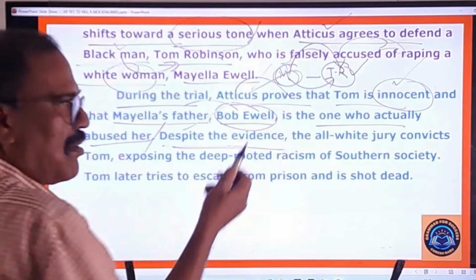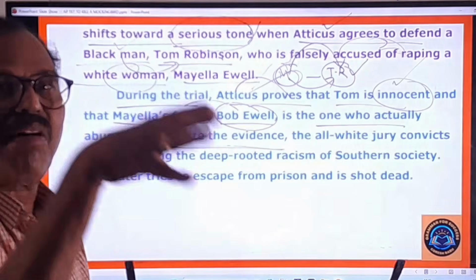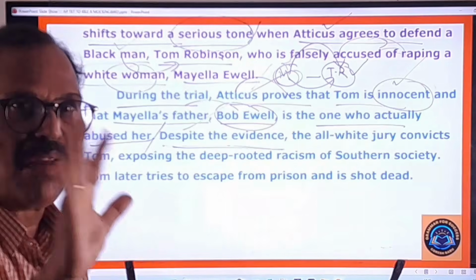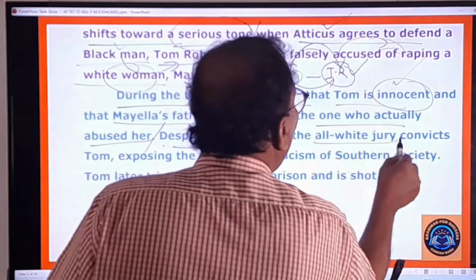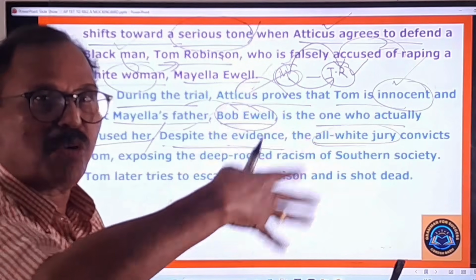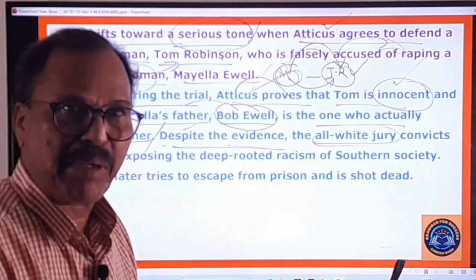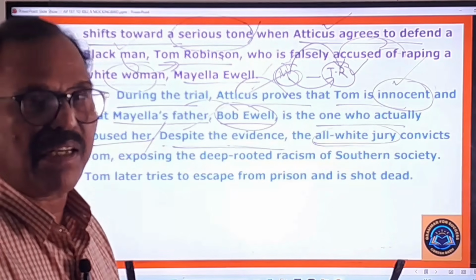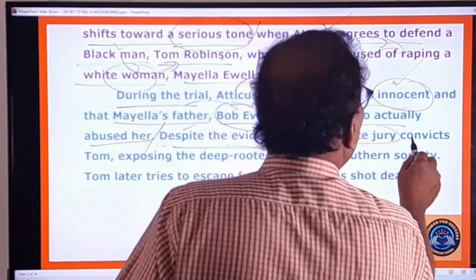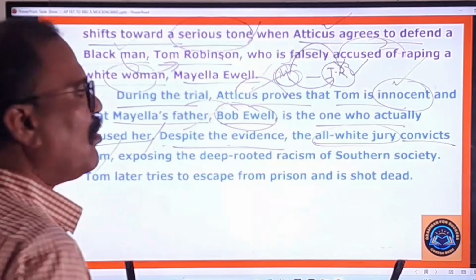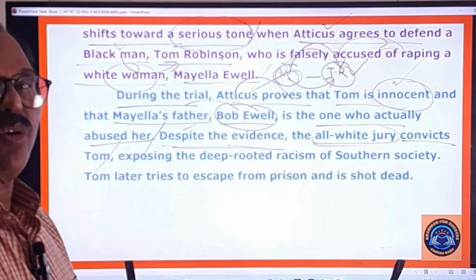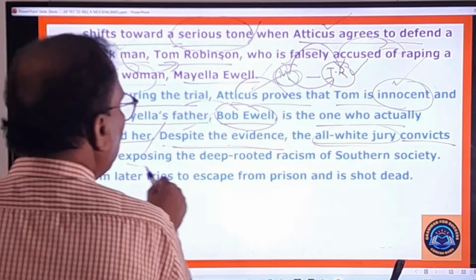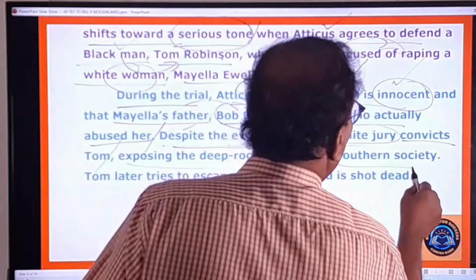The evidence proved that Tom was innocent. It was proved that he did not rape Mayella. But what happened? An all-white jury, that means the group of judges were all white people, racist people. Whites are generally racist. So here the all-white jury convicts this Tom, exposing the deep-rooted racism of Southern society.